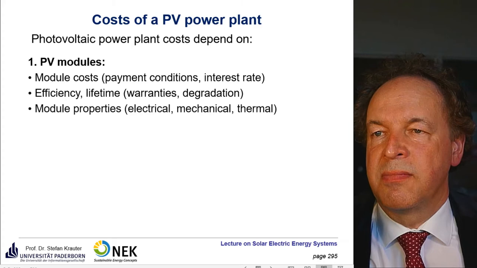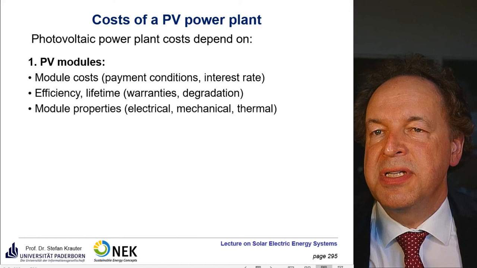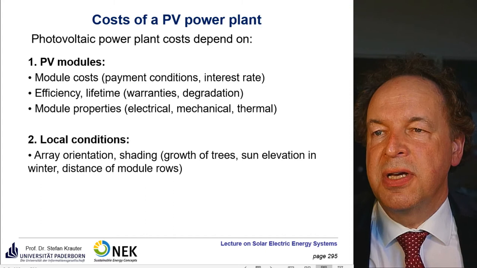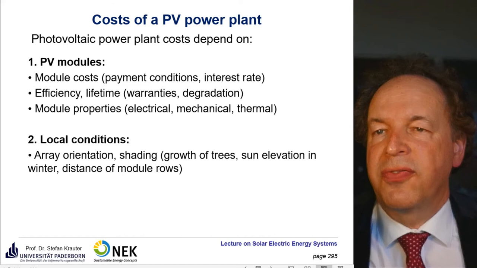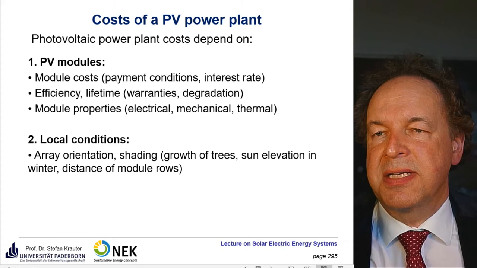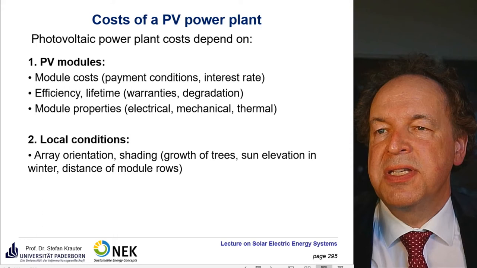The module properties, we talked a lot about this, about the electrical properties, mechanical properties, and also thermal properties. Local conditions, the array orientation, the shading. Please consider also the growth of trees. The sun elevation you know already, and we made also some exercises, some calculations for the lowest position in winter. Distance between the module rows is also quite important. We also did an exercise on that.